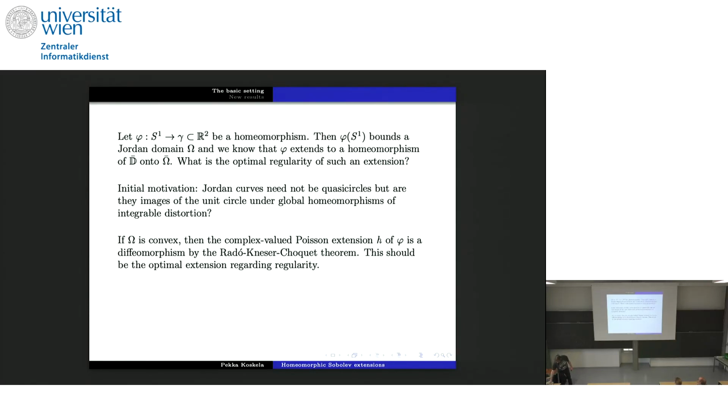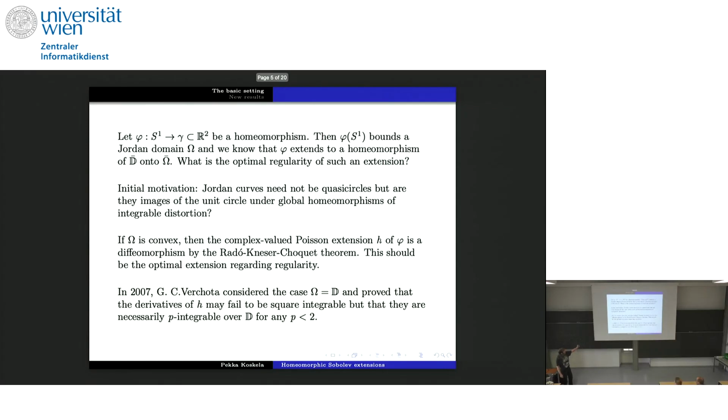In the case where this Jordan curve is convex, so the interior is a convex domain, if I take the Poisson extension of the boundary values, then the Radó-Kneser-Choquet theory tells me that I get a diffeomorphism of the disk onto the domain. And since this is harmonic, you expect that it has the smallest energy. It should at least have the smallest L2 energy. And if it has the smallest L2 energy, it's probably as good as you can get.